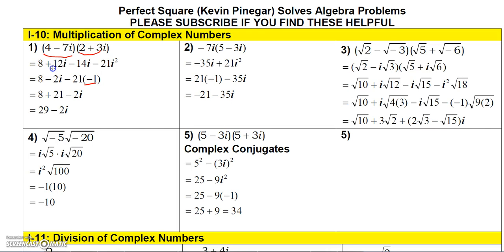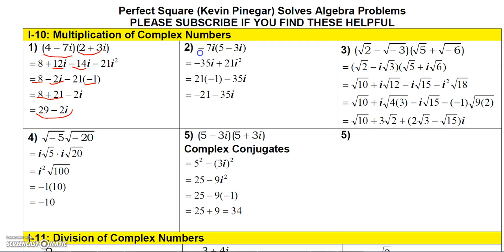Now, I can combine the 12i and minus 14i and get minus 2i. And then I just bring the 8 down. Now, when I change the i squared to negative 1, then I'm going to have negative 21 times negative 1, which is going to be plus 21. And I can add that 21 to the 8, and see that 8 plus 21 is 29. And then just bring down my minus 2i, and my answer is 29 minus 2i.